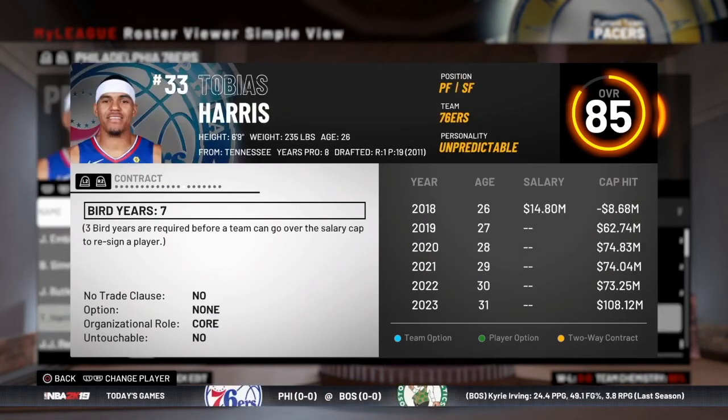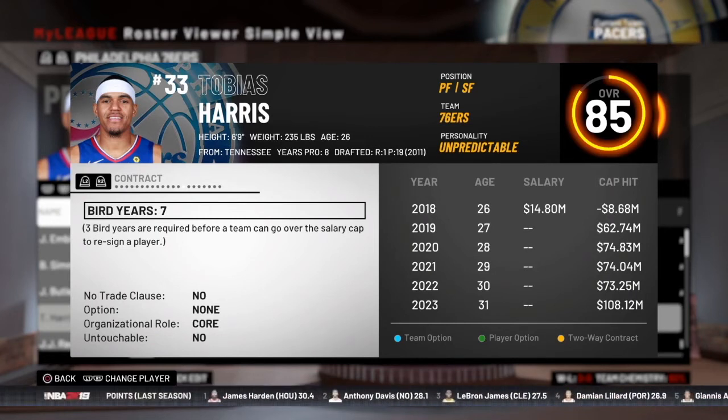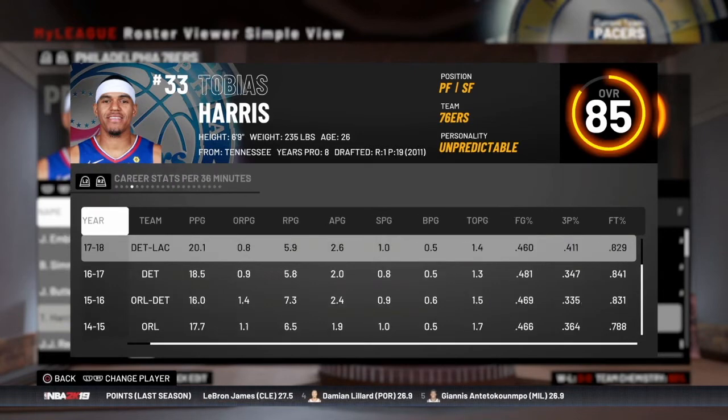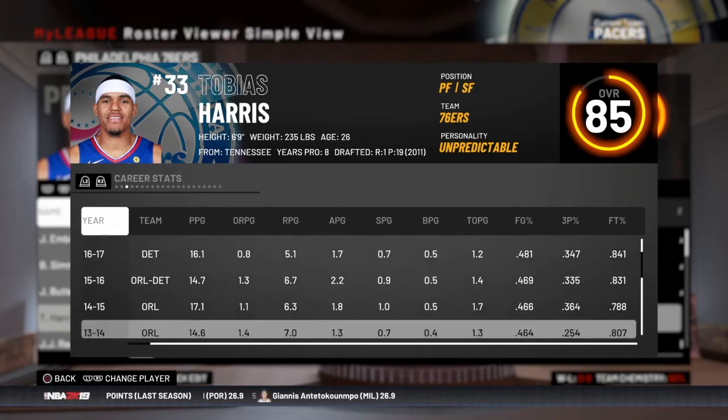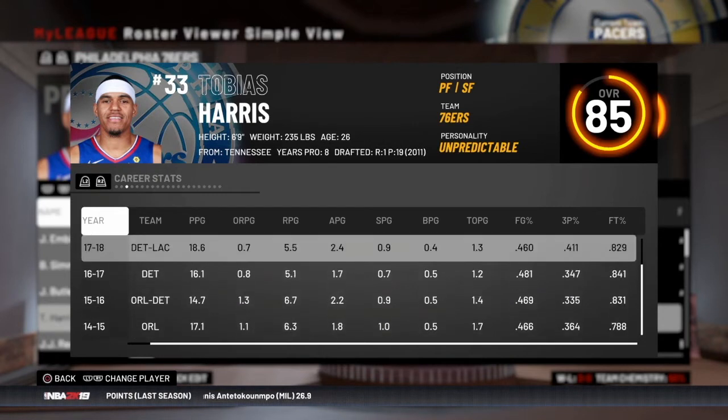And I guess another thing to mention about bird rights, before we talk about what they mean in terms of signing contracts, is that bird rights can be traded. So in the case of Tobias Harris here, I don't know if his bird years are actually correct. That's 7 years of bird years. And if you go into his stats, you can see he's played for multiple teams.